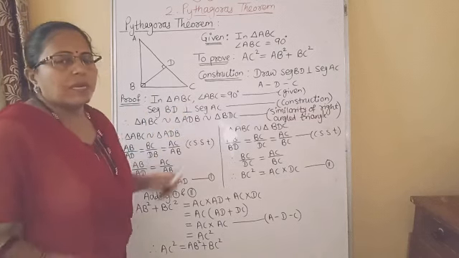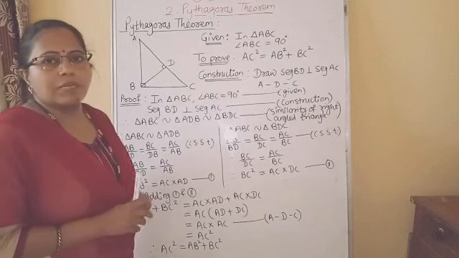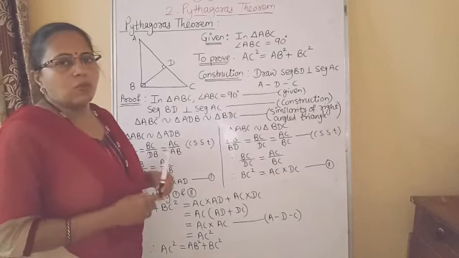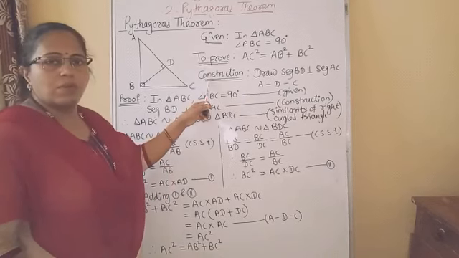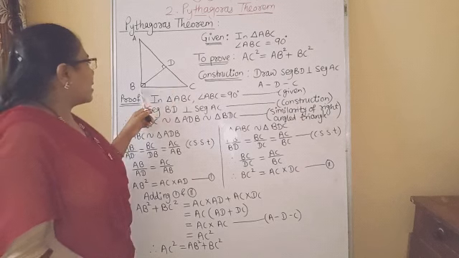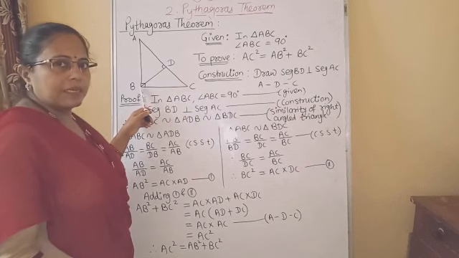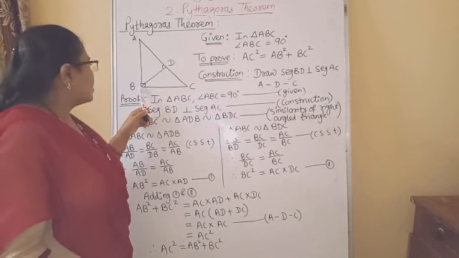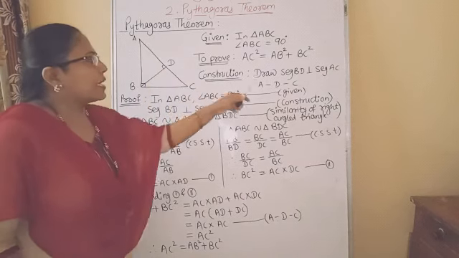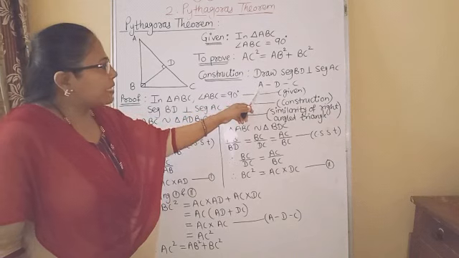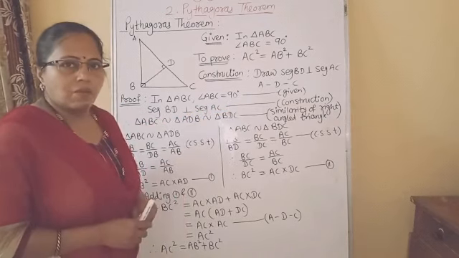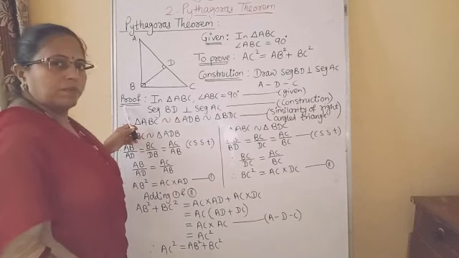Okay. Now students, this theorem we will prove using the similarity in right angle triangle. And to use the similarity, we have to do construction. We have to draw a perpendicular line from the vertex of 90 degree, that is segment BD perpendicular to hypotenuse AC. And the betweenness is A-D-C. Okay. So let us start proof.